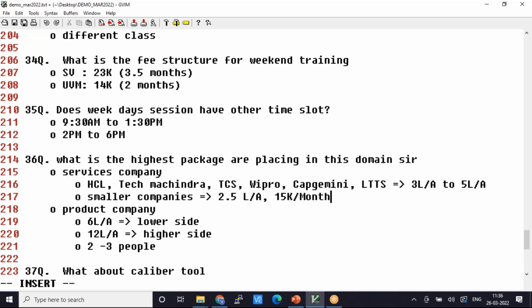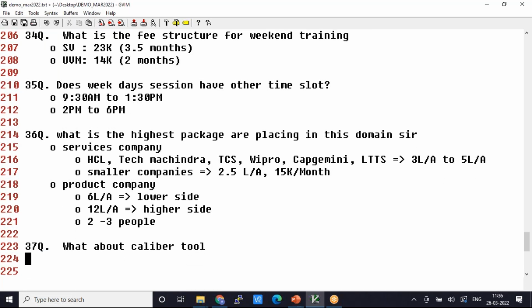Now you may ask, will my salary be the same throughout? No, it increases. Actually, that is where a VLSI job is very different. VLSI salaries grow exponentially, they grow significantly. I hope it is clear.